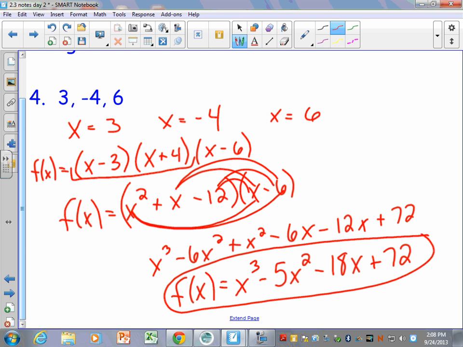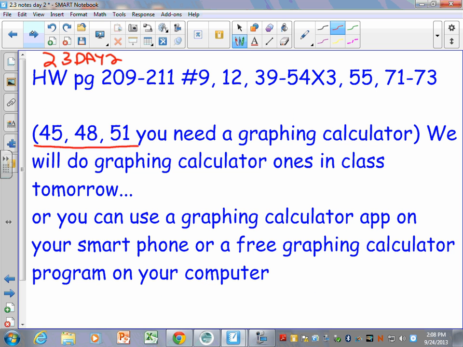So your homework is, there's a couple that are on your graphing calculator that you can't do yet. So let's make sure we read those here before we run away. This is day 2, 9, 12, which I think, I don't know which ones are graphing. Maybe those. No, not 9, 12. 39 through 54, multiples of 3, 55, and 71 through 73. 45, 48, and 51, we will be using the graphing calculators, and so don't do those yet.